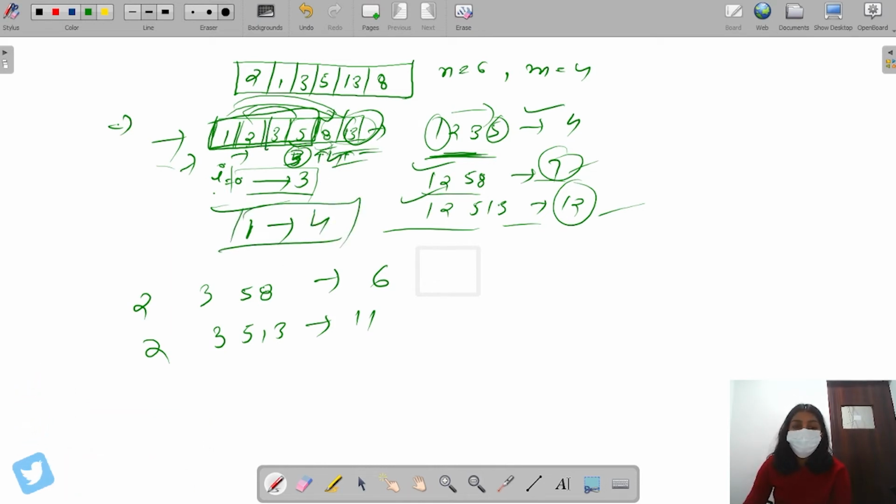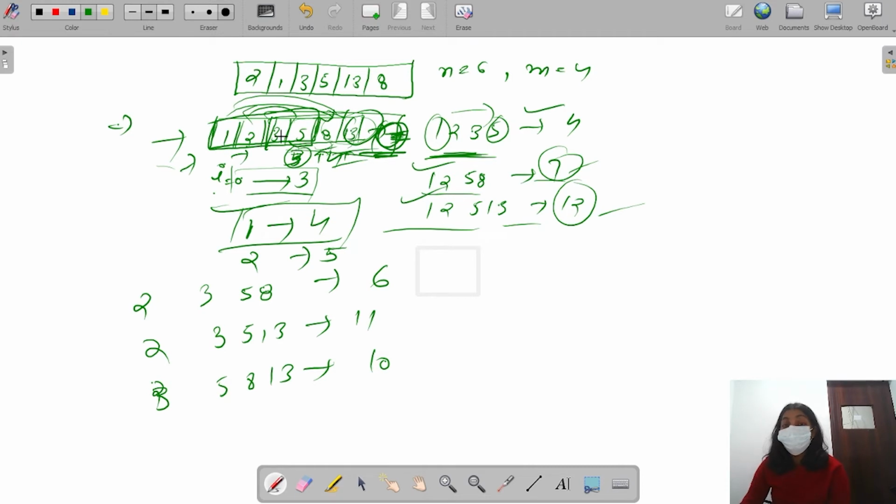Now for this 3 also I will be making a frame from 2 to 5, 2 3 4 5, right? 3 5 8 13, so the difference will be 13 minus 3, that is 10. And I cannot consider anything else, because there is no packet at all. So I can only have this distribution for 3.